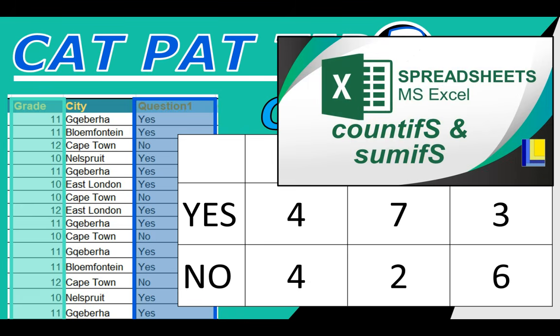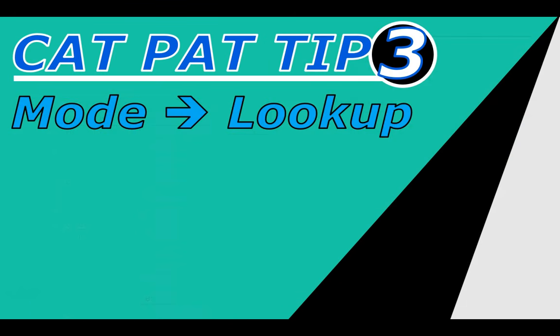I have a video that revises COUNTIFs for you. I'll put a link to that in the description as well, if you need to recap how to use COUNTIFs. But this is a really useful formula to create summaries of the data so that you can talk about trends. Now, CatPat tip number 3 is how we can use our mode formula to link up with a lookup.